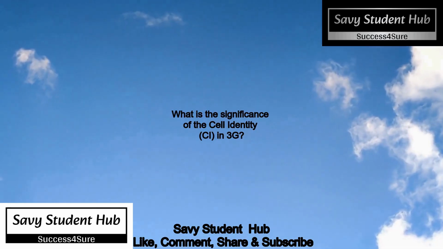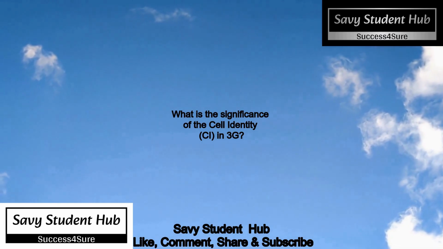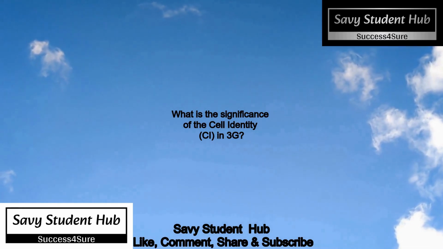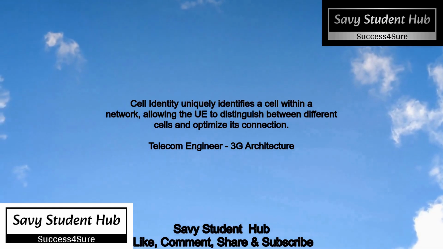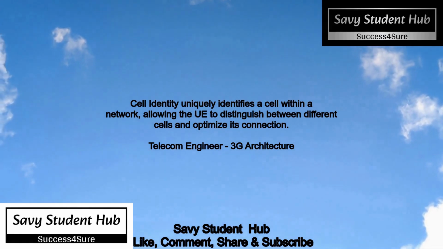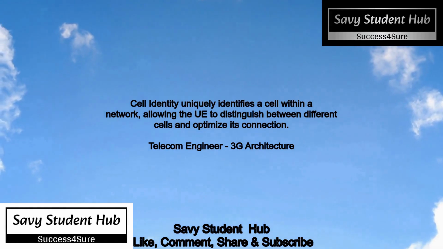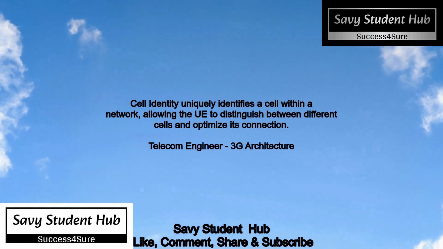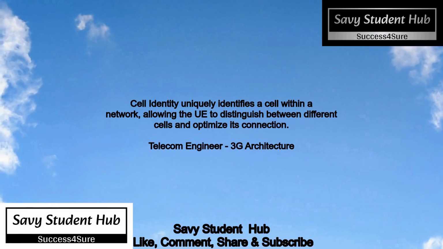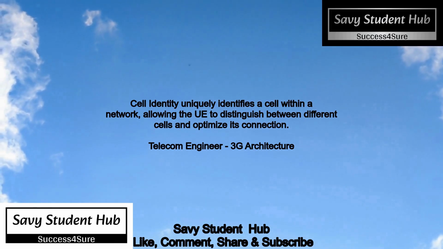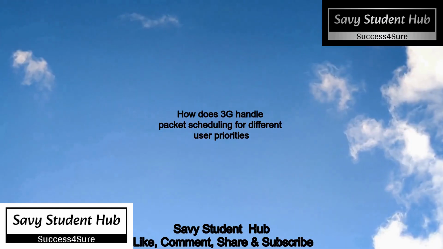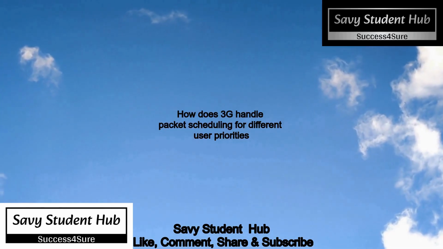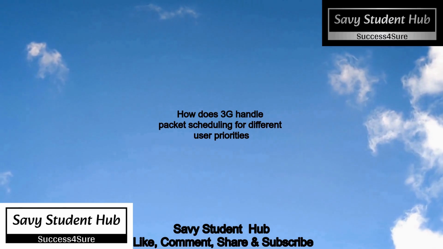What is the significance of the cell identity (CI) in 3G? Cell identity uniquely identifies a cell within a network, allowing the UE to distinguish between different cells and optimize its connection. How does 3G handle packet scheduling for different user priorities?